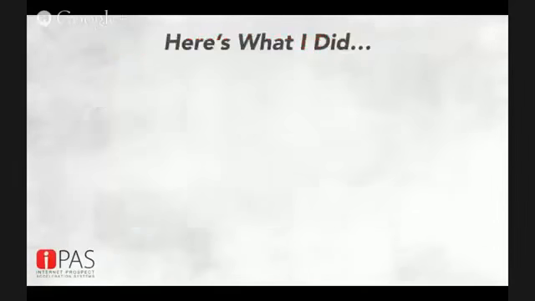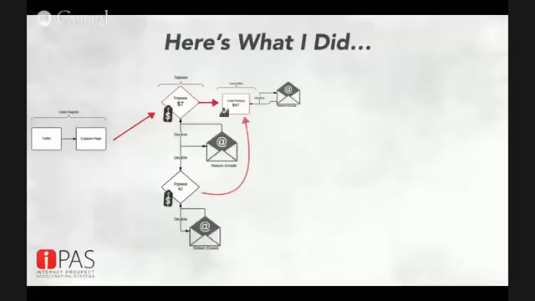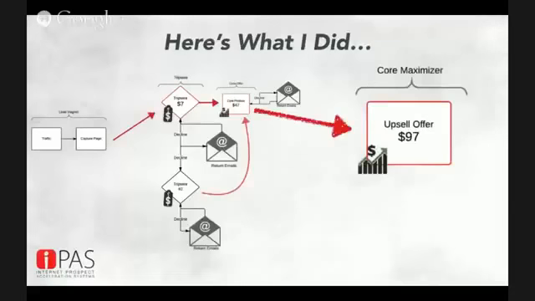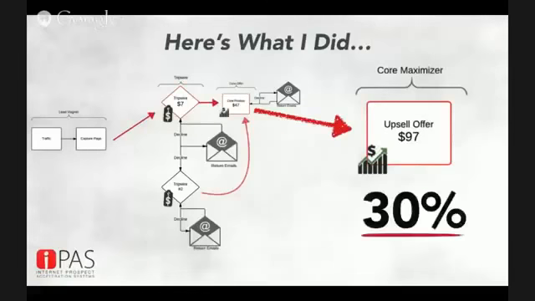Here's what I did. So here's the front end. You got the lead magnet, the tripwires, the return pass, and then they go on to buy your core offer for $47. Here's what I did. I added a core maximizer. That's what I call it. The core maximizer being an upsell offer for $97. The cool thing about this scenario is 30% of the people that bought my core offer bought this upsell automatically.